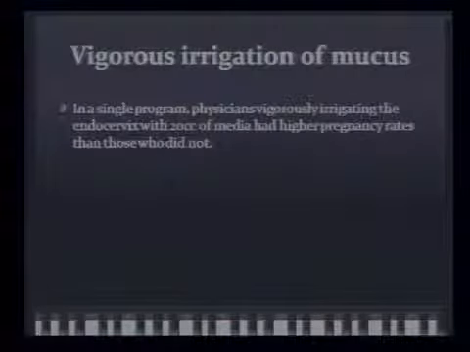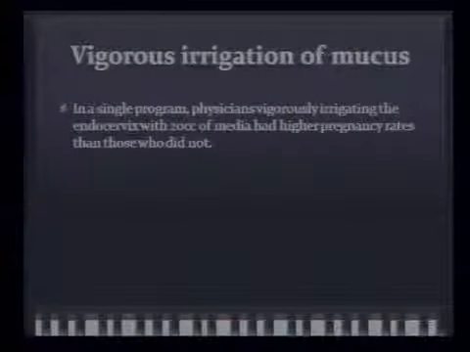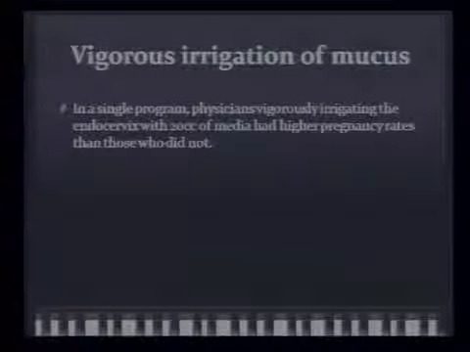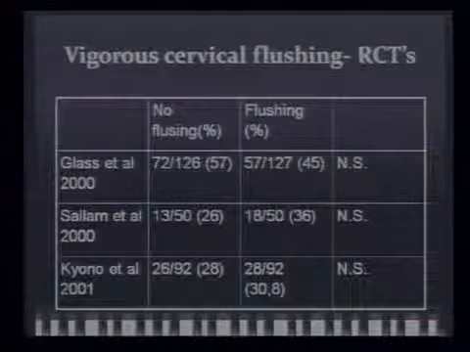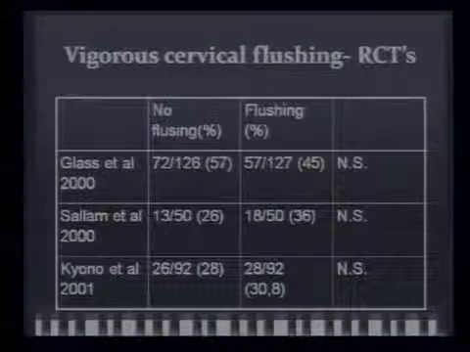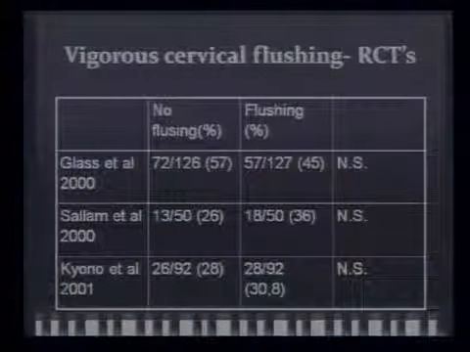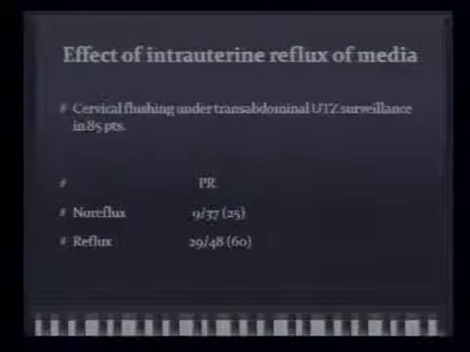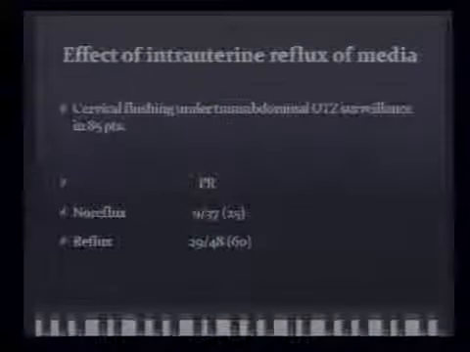What about vigorous irrigation of the mucus? In a single program, physicians vigorously irrigating the endocervix with 20 cc of media had higher pregnancy rates than those who did not. These are not randomized trials, but some reports. What about randomized trials? Flushing and no flushing, there is no significant difference between the pregnancy rates, as you see from those three studies.